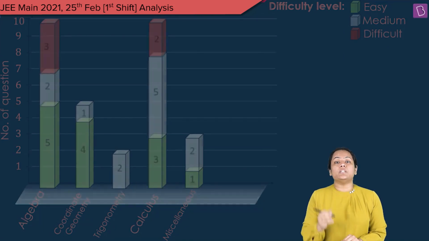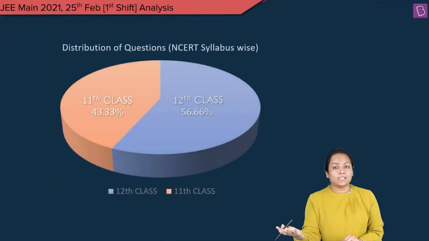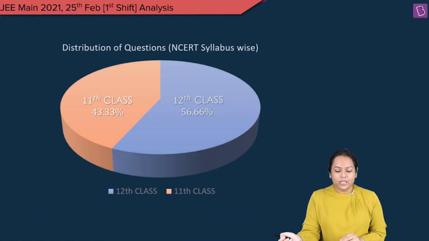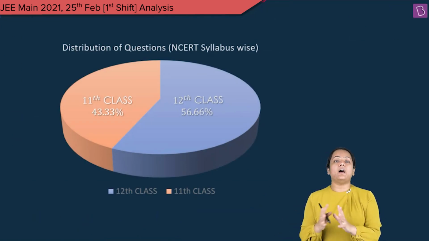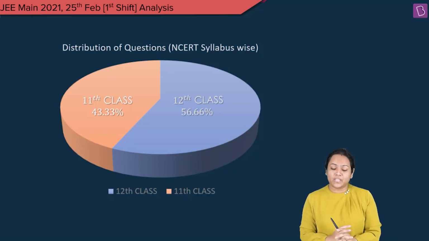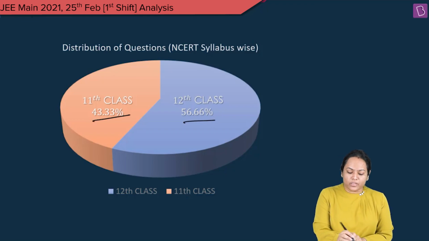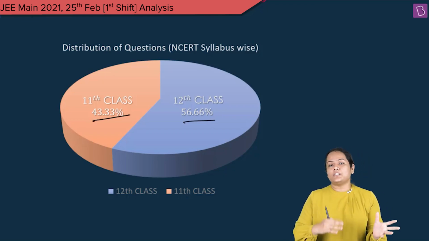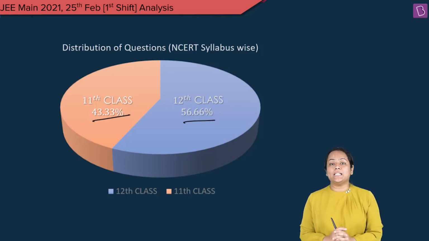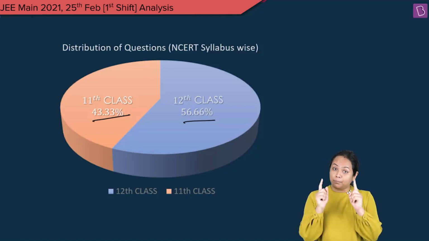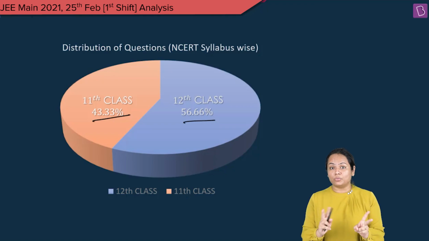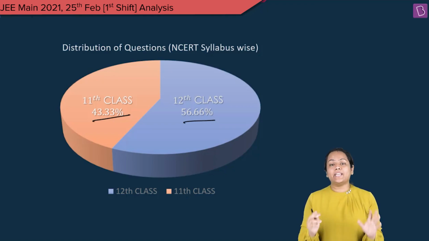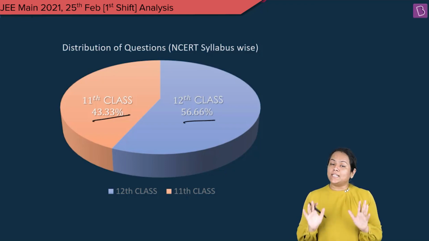Moving on further to the distribution according to the classes, or let's say the 11th and 12th standard. From 12th standard, a higher percentage of questions were asked, making it 56%, while from 11th only 43% were asked. Generally this is more or less the weightage. Normally more questions are asked from 12th class and fewer from 11th class, but that doesn't mean you have to leave either of the two. You have to read carefully, revise, and study carefully, taking both 11th and 12th very seriously. Okay, so this was the overall analysis of the paper.